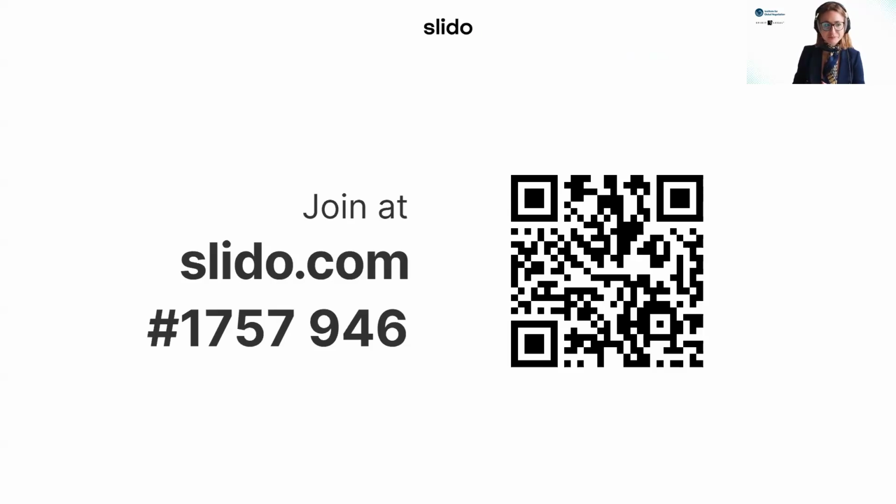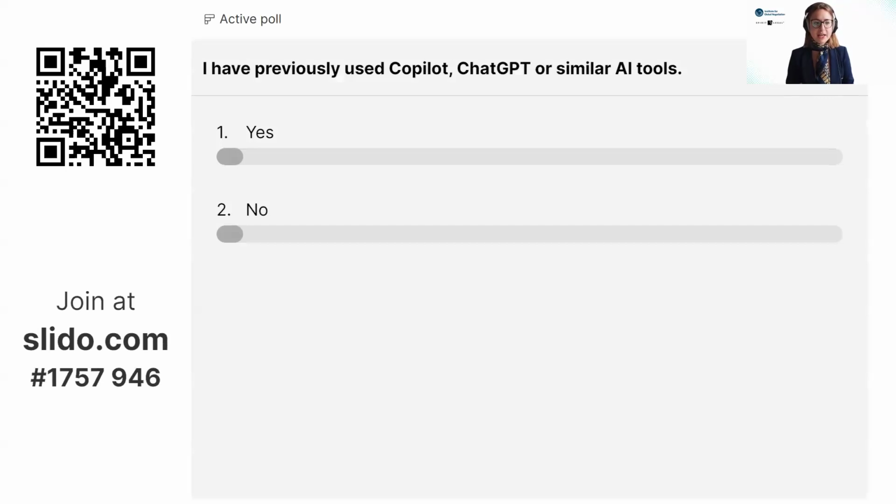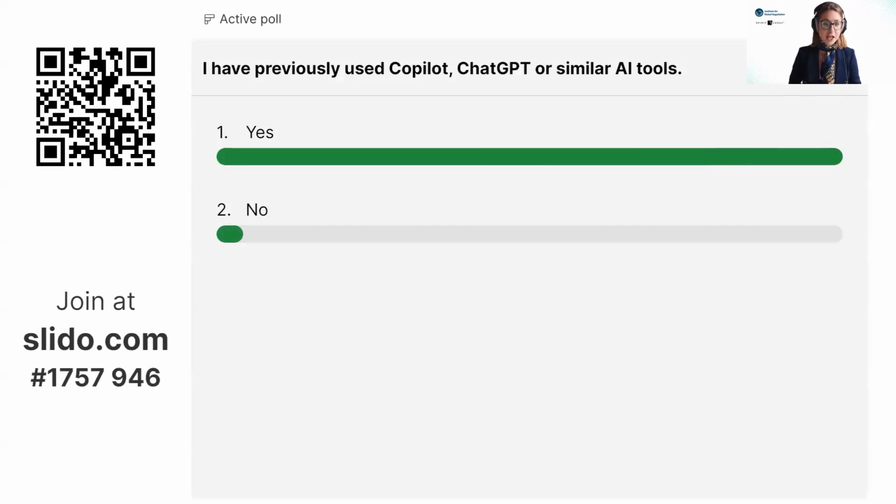And over to the first question. I have previously used Copilot, ChatGPT, or similar AI tools. I'm guessing it's going to be mostly yeses, but I have been surprised in the past. Okay. Oh, there are a few no's. That is interesting. When I say I have used it, I mean literally in any sense of the word: to translate things, to write an email, to do a draft, to do whatever. And as I expected, most of you have used it in some shape or form.